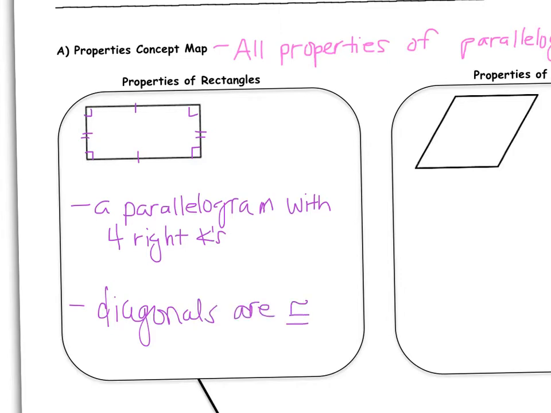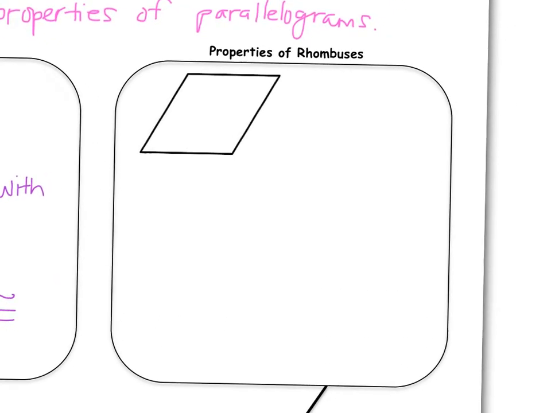The diagonals themselves. So if I draw in that diagonal and that diagonal, those are congruent. The other thing is each of those 4 little segments are also congruent. So for example, if this is 2, then that's 2. If that's 3, then that's 3, and so on. All right, let's jump over to a rhombus.